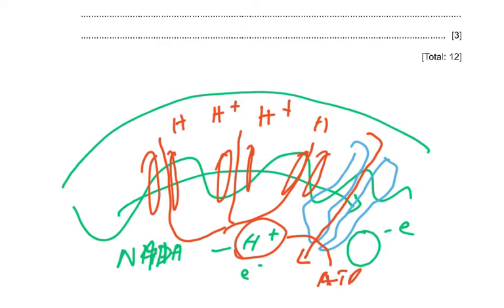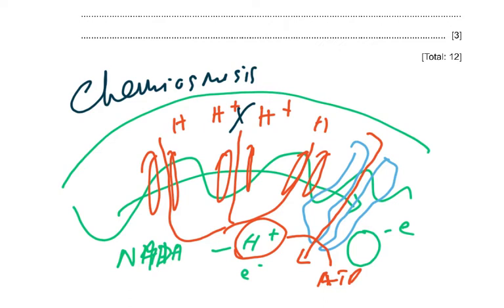So if you look at the mark scheme, it says no energy released. Why? Because there's going to be no ETC. So no energy or less energy released from ETC, no chemiosmosis. This whole process is called chemiosmosis. So no chemiosmosis, right? No protons pumped to intermembrane space. So this thing is not going to happen.